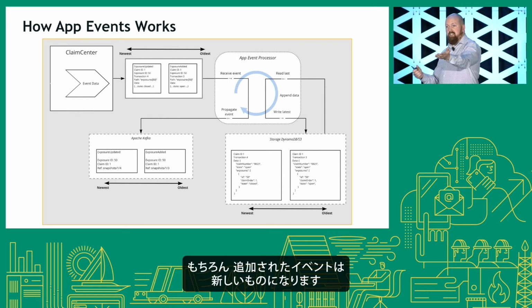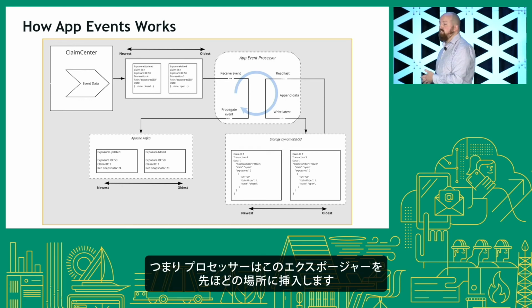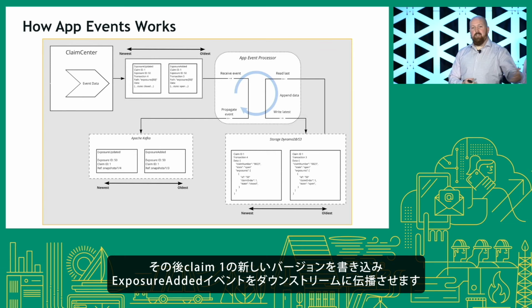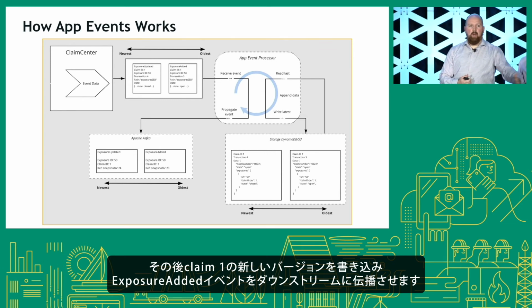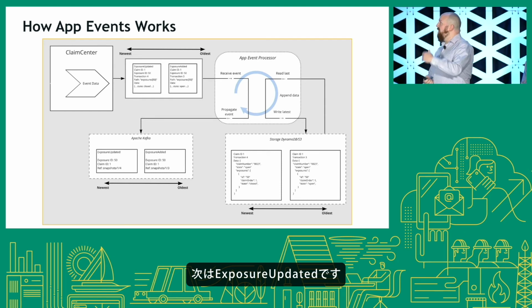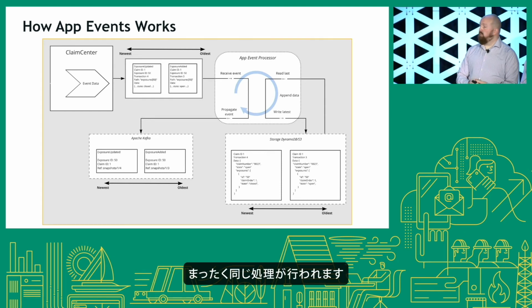Of course, an added event, this is going to be new. So our processor inserts this exposure at that spot. It then writes the new version of claim 1 and propagates the exposure added event downstream. The exposure updated comes in. We see the exact same process occurring.